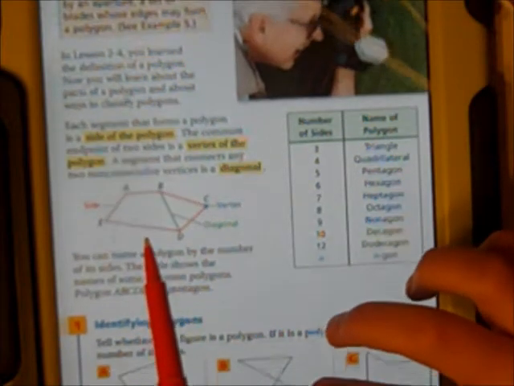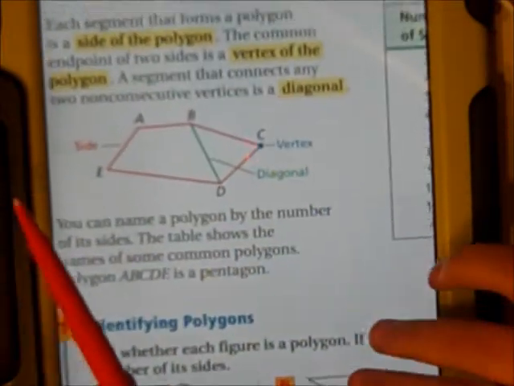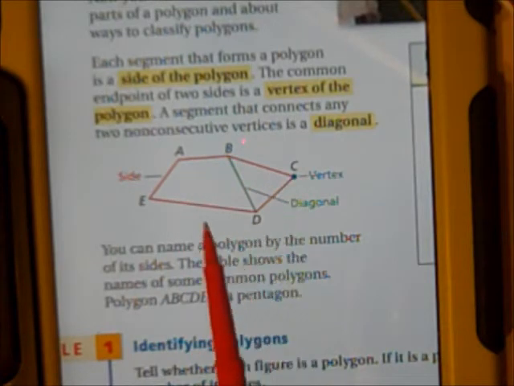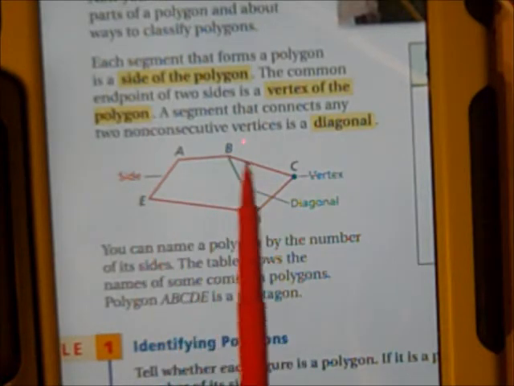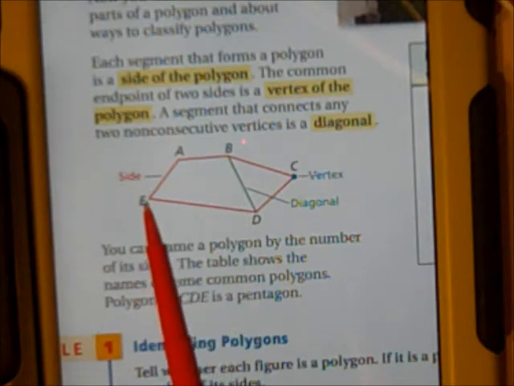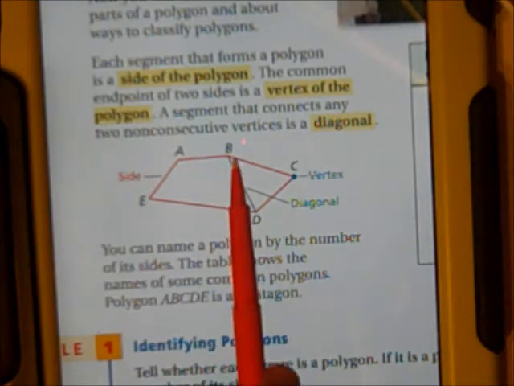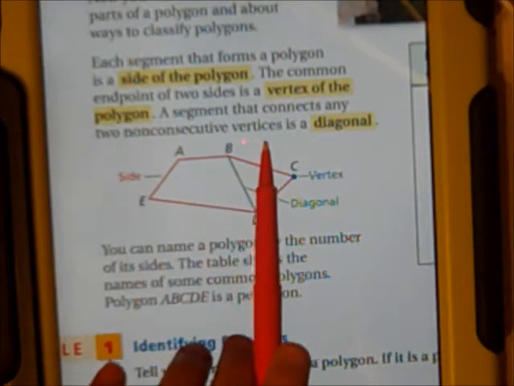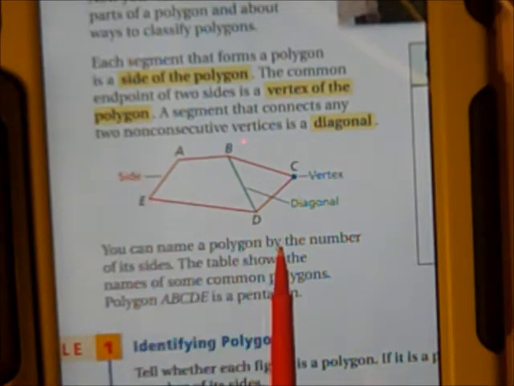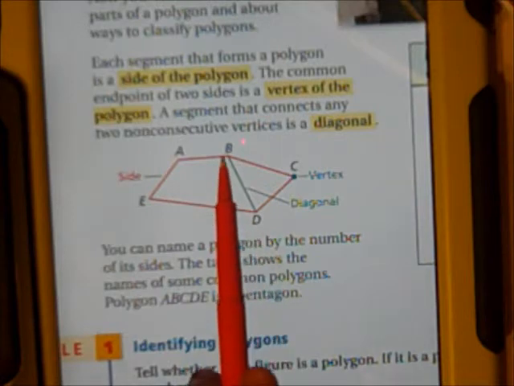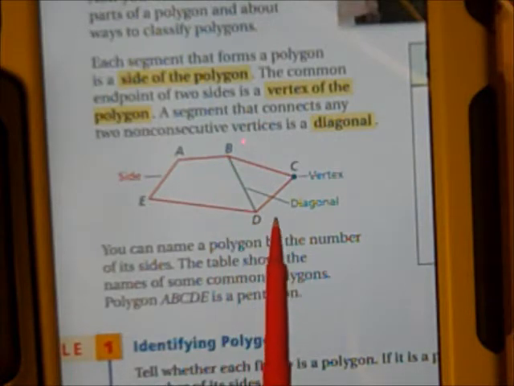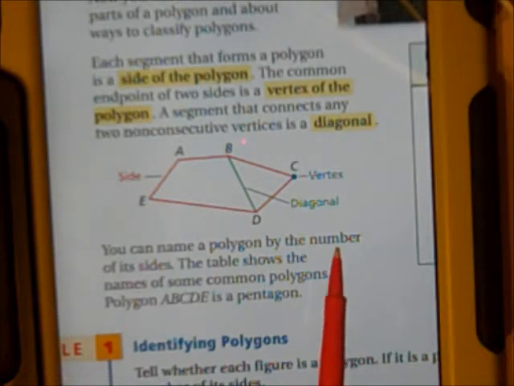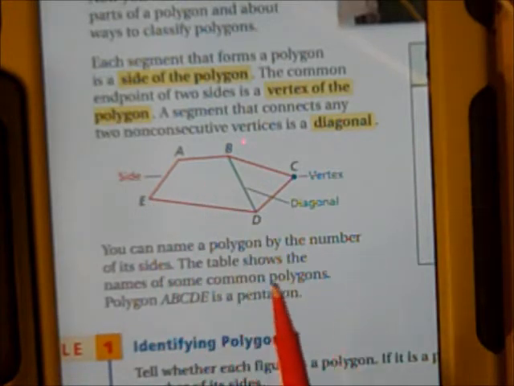And then here we have parts of a polygon. A side of a polygon is the segment that connects 2 vertices, so it just goes around the outside. Vertices are the points where 2 sides meet. And then a diagonal is any segment that connects 2 non-consecutive vertices. And by non-consecutive, we mean just not right next to each other. So from B to D is a diagonal, B to C is a side. B to E could also be a diagonal, or A to D, anywhere that goes across the figure.